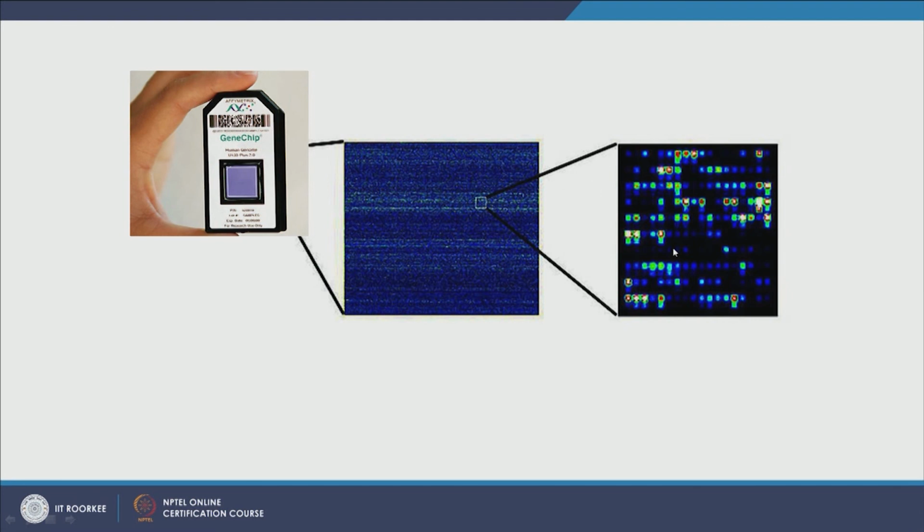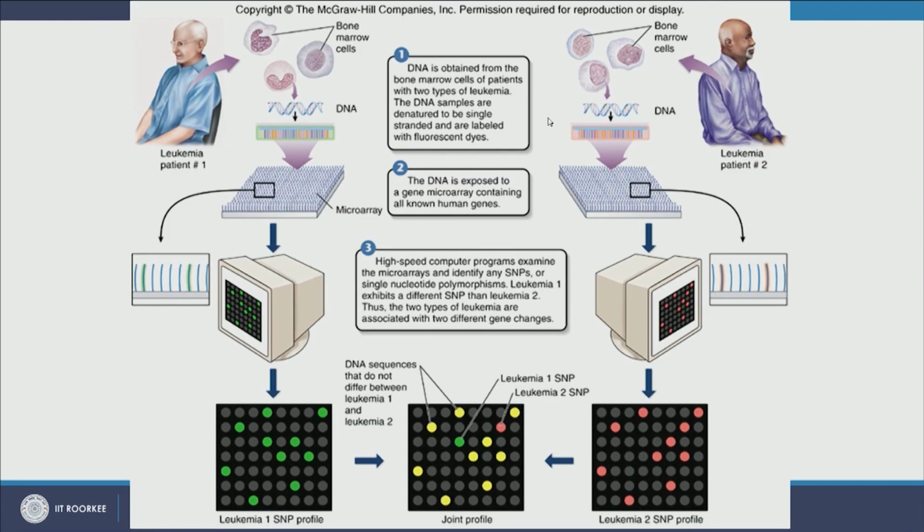So let's look at this particular example from the McGraw-Hill Company book. These are two leukemia patients, leukemia patient 1 and leukemia patient 2. I take their bone marrow cells, I take the DNA out of it, and I put it on my microarray, which has these thousands of oligonucleotides that might be complementary to this DNA, and wherever the hybridization happens, the computer checks.